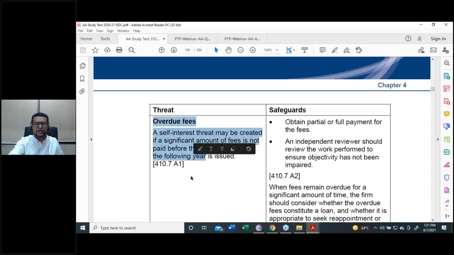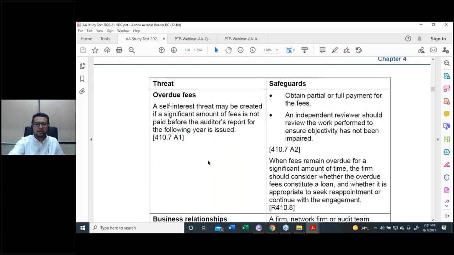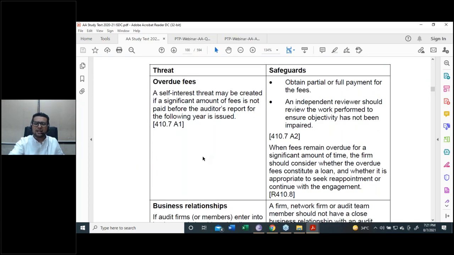Can an overdue fee create a threat? Yes. If there is an overdue or outstanding fee for a long period of time, people might consider that you have given a loan to the client. And if there is an overdue fee, you have to make sure that you receive your fee. Unless you receive the fee, you should not continue with the next year's audit. You should not continue with the work, and you have to make sure that the full amount is paid for the last year. Otherwise, you're not going to continue.